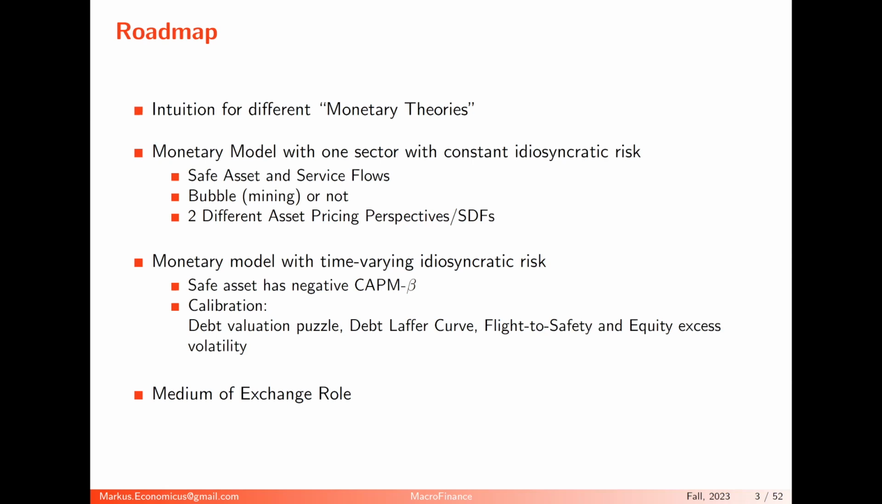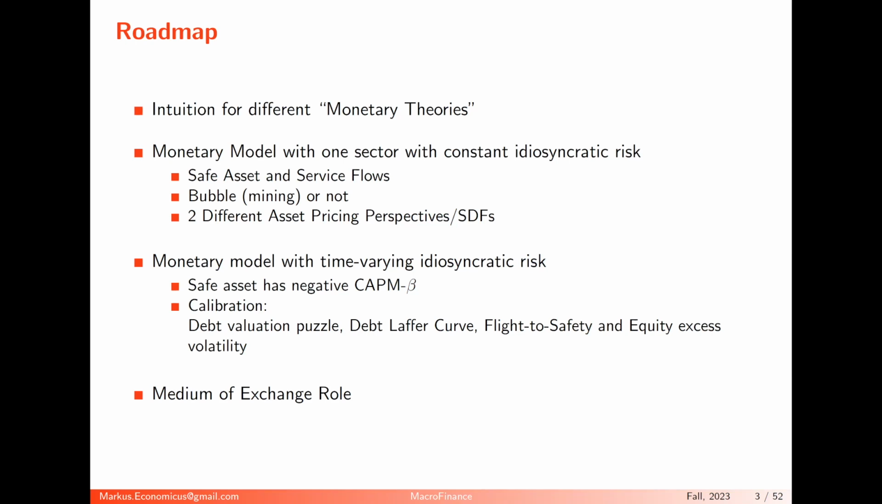And we'll talk about two different asset pricing perspectives. And I'm using this new form of a SDF, a new stochastic discount factor. And next time, I will then introduce a time varying idiosyncratic risk. And then we really have a safe asset, which has a negative CAPM beta. So it's an asset which appreciates in times of crisis. So it's really good to have in times of crisis. And we will talk more about the debt Laffer curve, how to resolve certain debt valuation puzzles and so forth. That we will do next time.